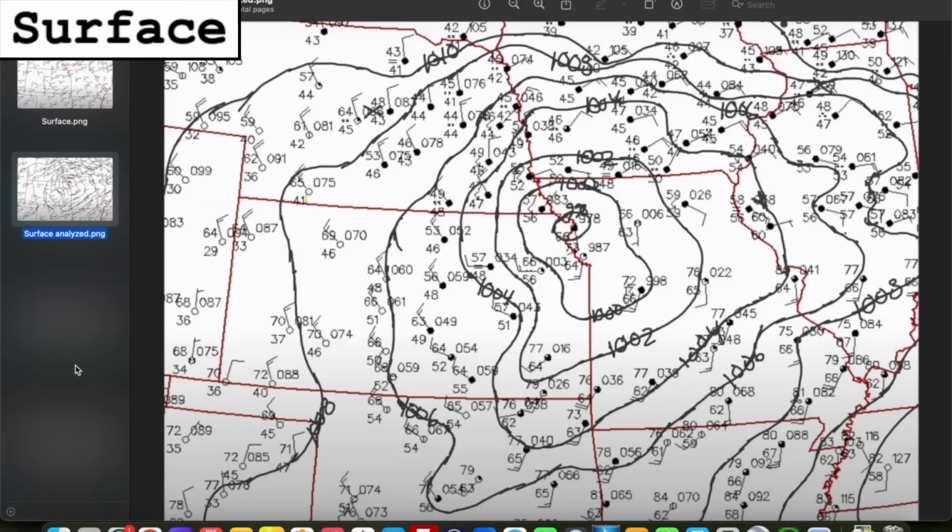So the first thing that we want to identify is where our surface low is located. And basically that's going to be at the center of the lowest pressure contour. So it would be somewhere right in here as analyzed on this map.